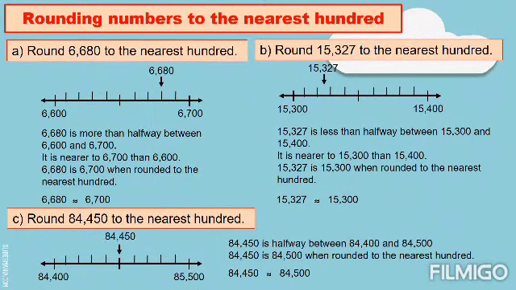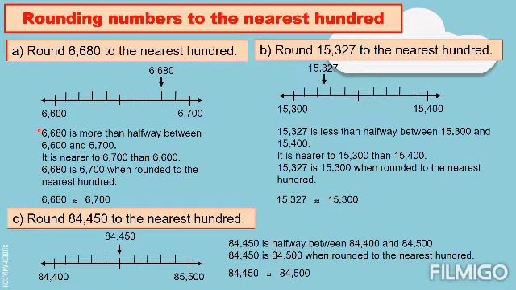Okay, we have here, class, rounding numbers to the nearest 100. Earlier, class, we discussed rounding numbers to the nearest 10. So this time we'll discuss rounding numbers to the nearest 100. So we have here 3 problems, class. The first one is round 6,680 to the nearest 100. So our target now is the nearest 100. So again, to elaborate this one, class, we will be using again number lines.